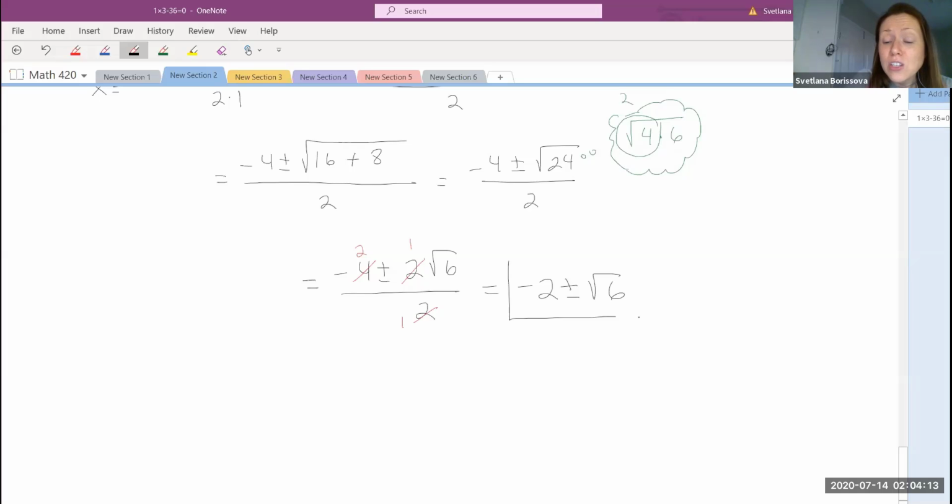And these are the two solutions. We cannot really add or subtract -2 and square root of 6. We're going to keep them in this form. But these are two solutions to that equation. On Alex, if you need to, and most likely you need to list them separately, then you'll say -2 plus square root of 6. That's the first solution. And then -2 minus square root of 6. That's going to be the second solution.